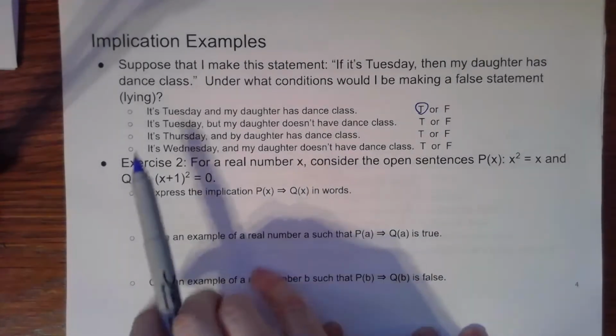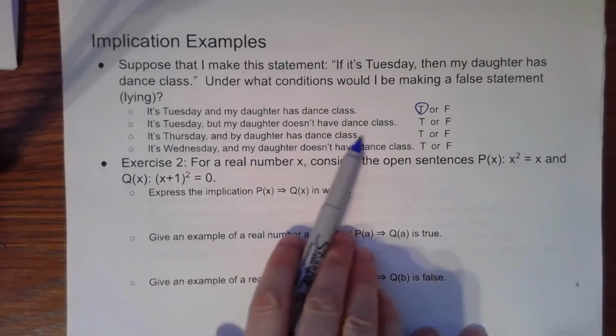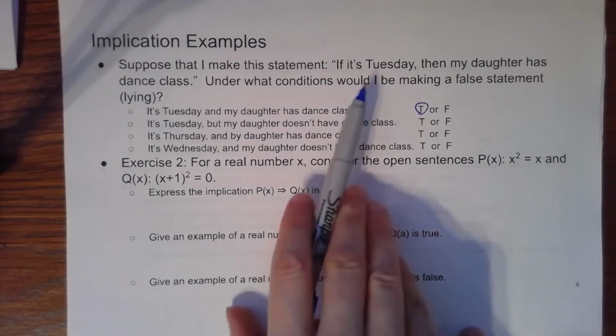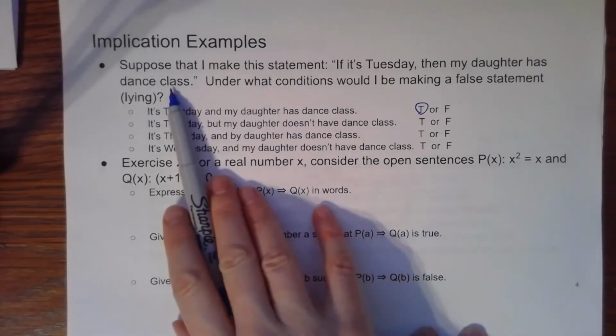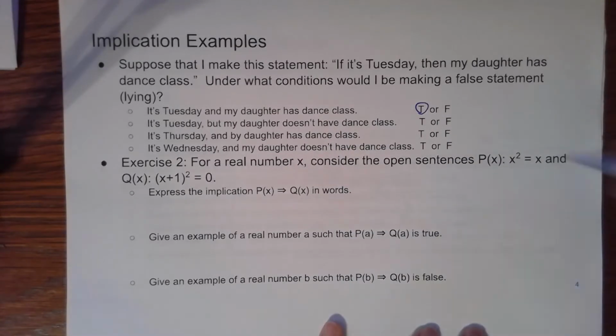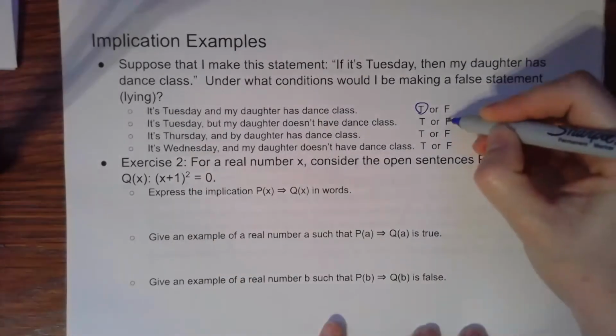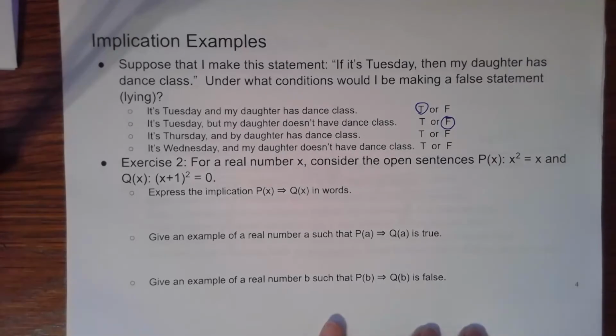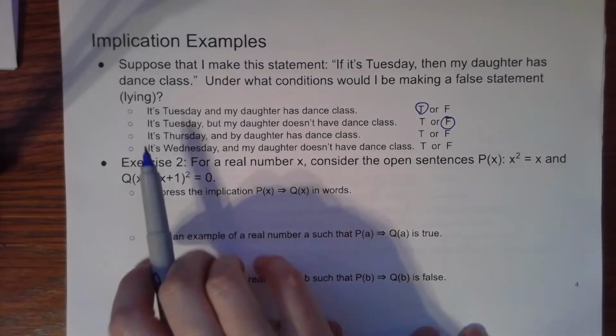Okay, let's suppose it's Tuesday but my daughter doesn't have dance class. Well, I said if it was a Tuesday, then she would have dance class. It's a Tuesday, she doesn't have dance class. So I lied. Okay, I made a false statement. That is false.